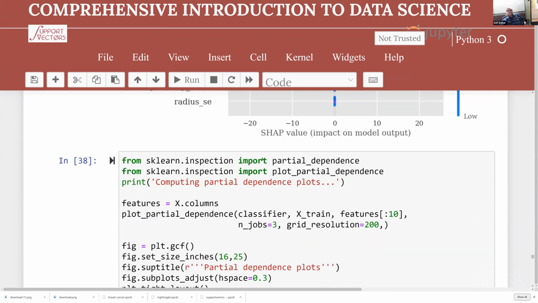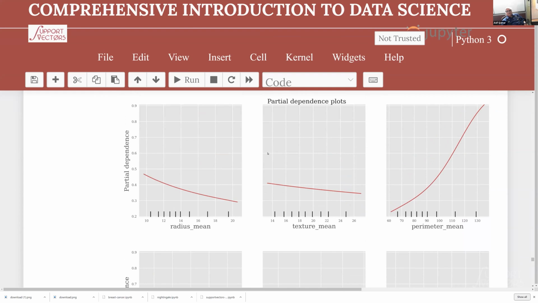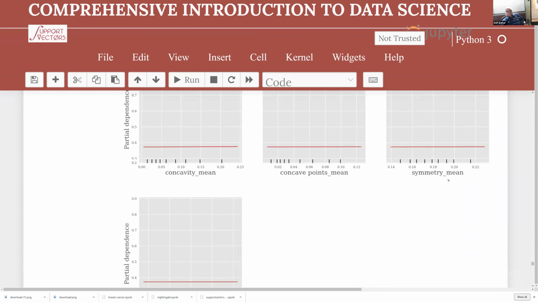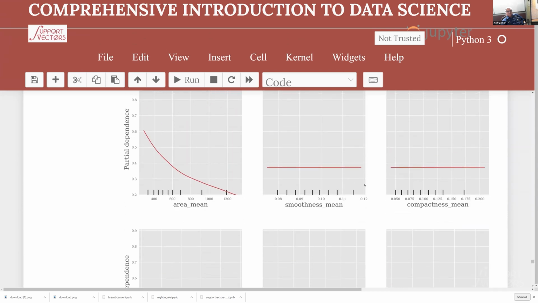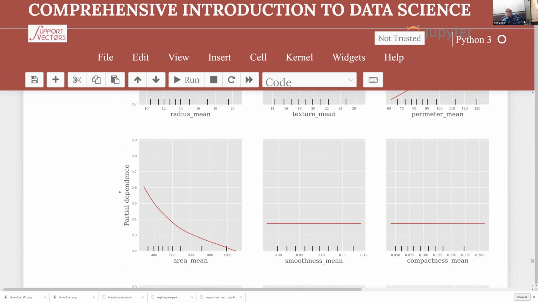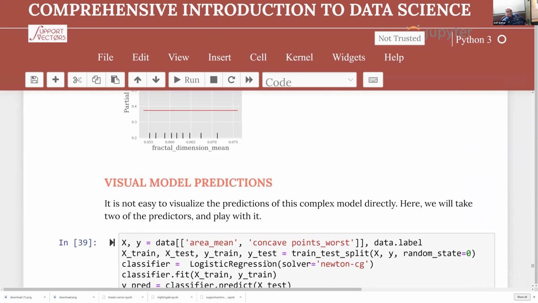The reason it happens is that all the features are so interrelated. Partial dependency plots: which of them has the steepest? Perimeter mean matters a lot, it is very steep, and I just took the mean ones. Then area mean also seems to matter. It is the second steepest.